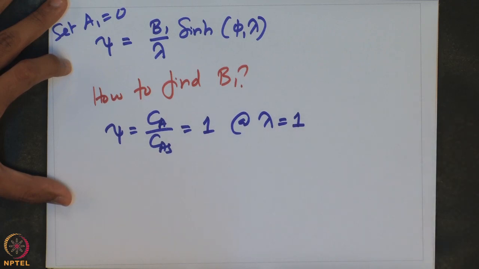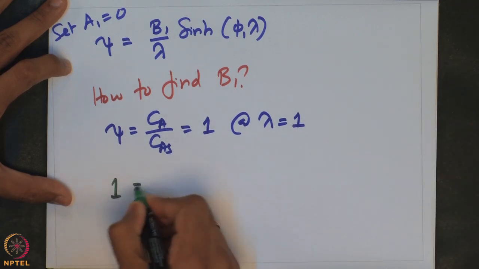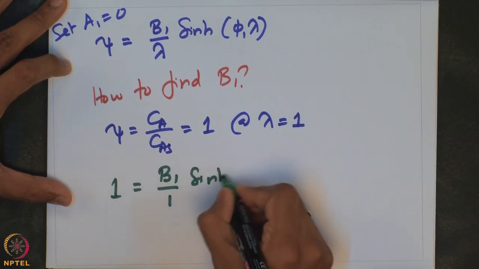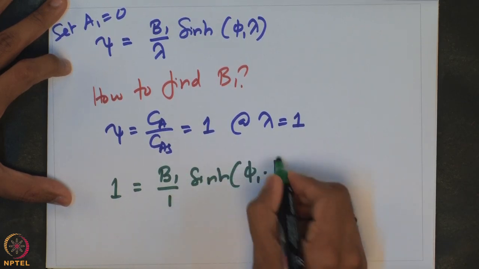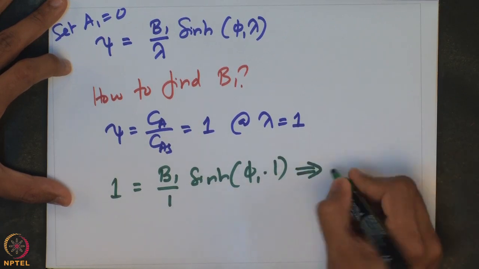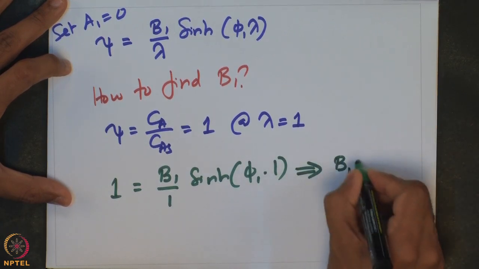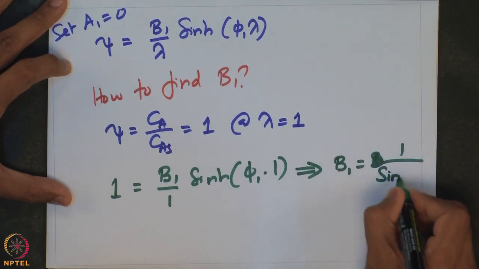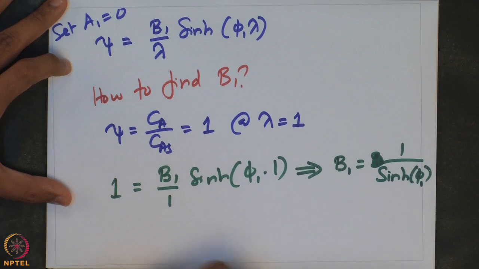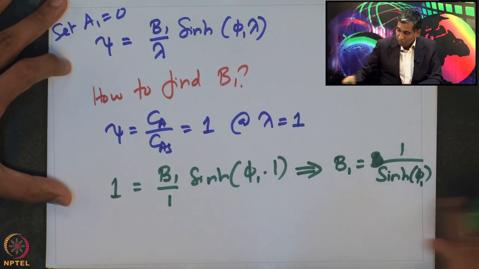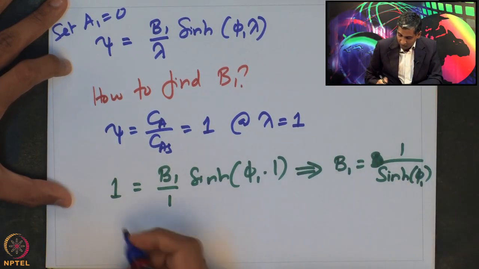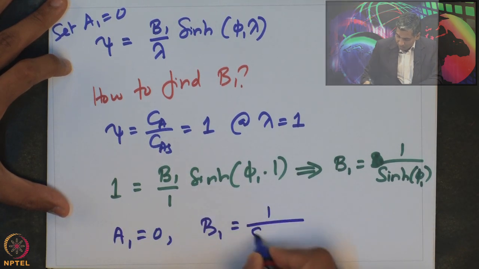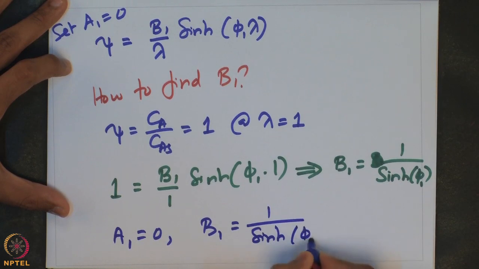Substituting that, we get 1 is equal to b1 divided by 1 into sine hyperbolic phi 1 into 1, which essentially means that b1 is equal to 1 by sine hyperbolic of phi 1. Okay, so we have now found both the constants. a1 is 0 and b1 is equal to 1 by sine hyperbolic of phi 1.